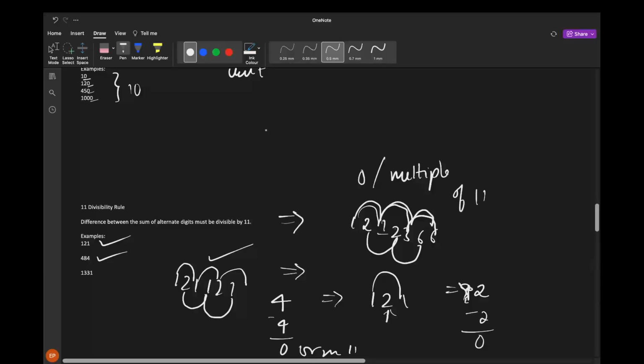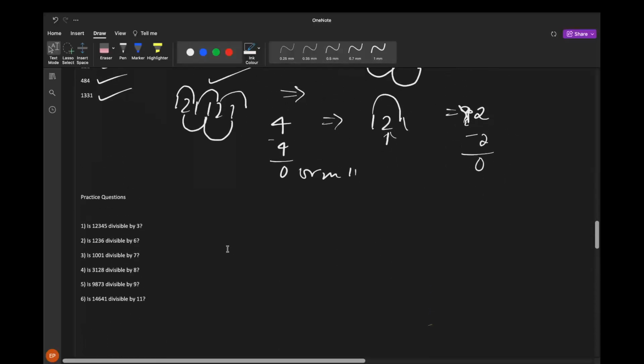What about 484? 4 plus 4, 8. 8 minus 8, 0. Which is divisible by 11. 1331. 1 plus 3, 4. 1 plus 3, 4. So 4 minus 4, 0. So this is also divisible by 11.